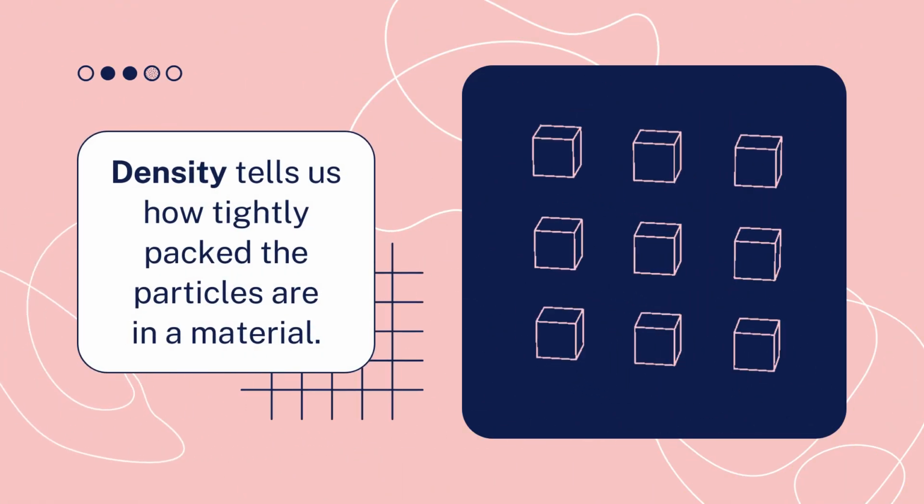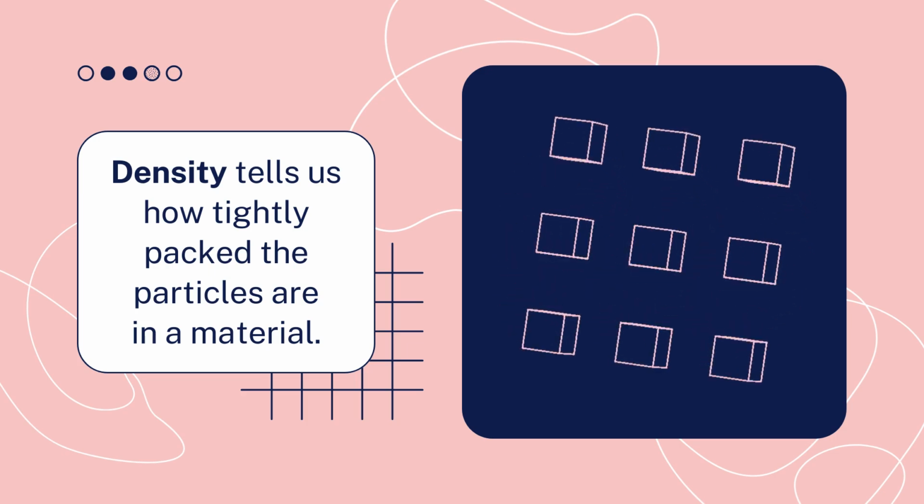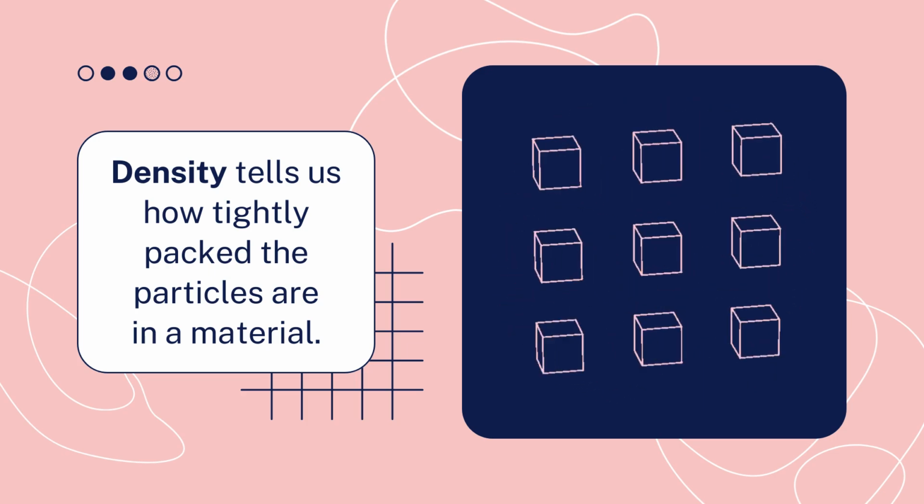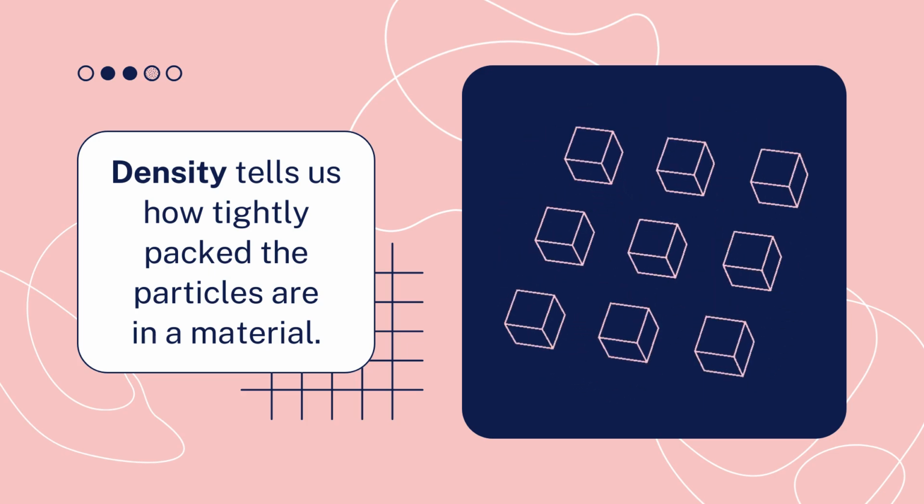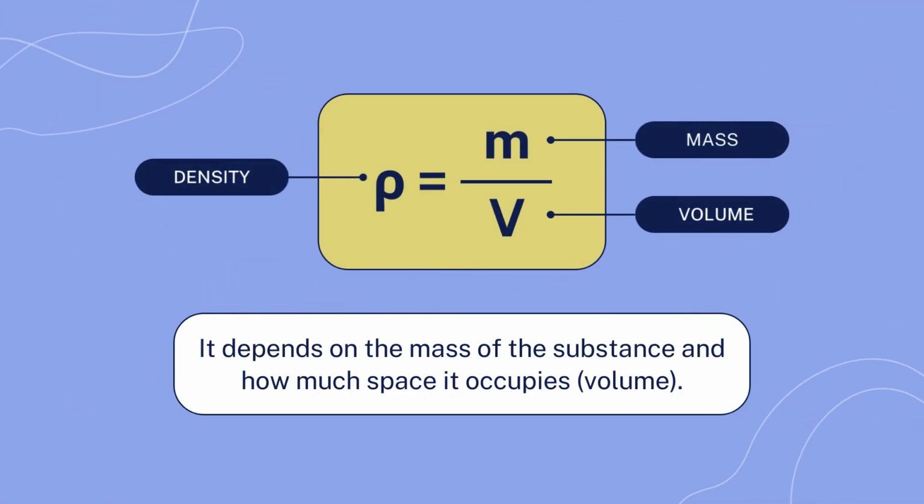Density tells us how tightly packed the particles are in a material. This simple statement holds the key to understanding why different materials behave the way they do. The formula for density: ρ equals mass over volume. This equation reveals that density, ρ, depends on the mass, m, of the substance and how much space it occupies, its volume, V. It's a fundamental concept that explains not just why icebergs float, but also why balloons rise and clouds drift across the sky.